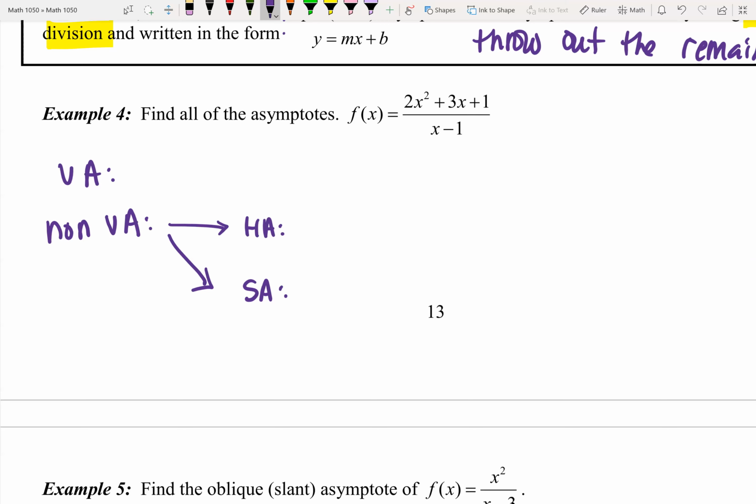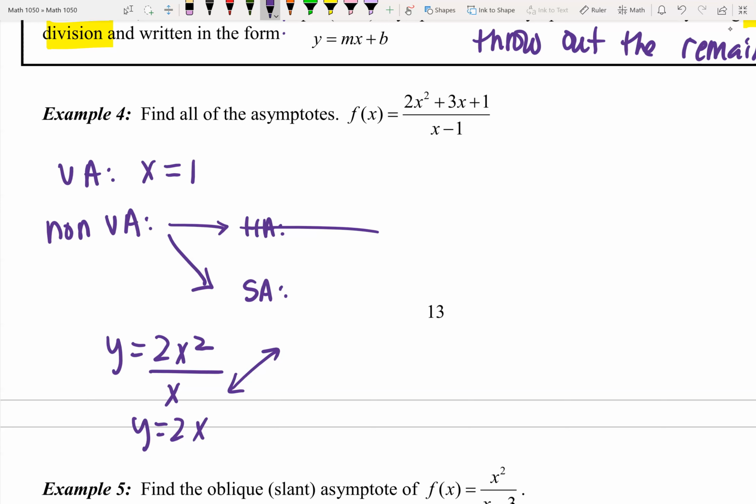From the bottom, right? So your vertical asymptote is going to be x equals 1. To check your non-vertical, all you do is biggest over biggest. So that's 2x squared over x. Now just think about it. The top is bigger. So this is going to reduce to y equals 2x. So it's not going to be a horizontal. It's going to be a slant. y equals 2x is a line that looks like that. So I know my end behavior is going to be left down, right up.